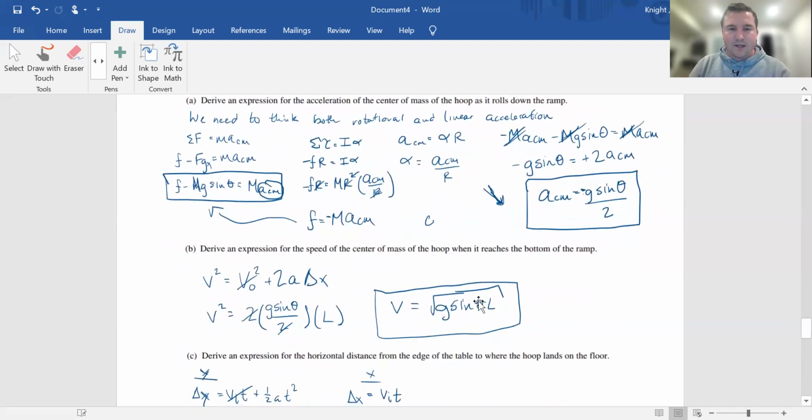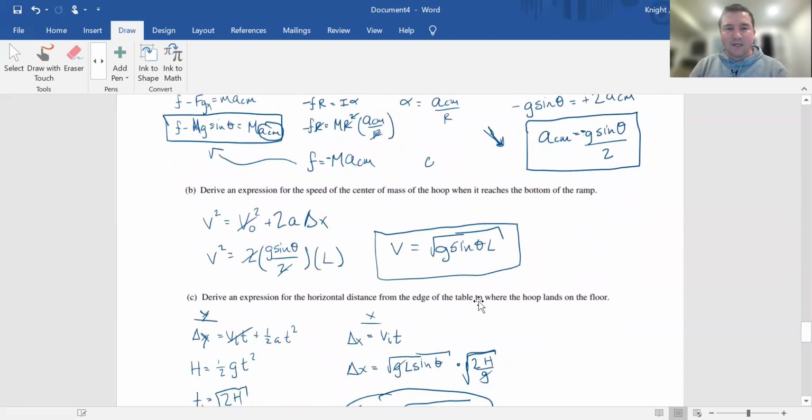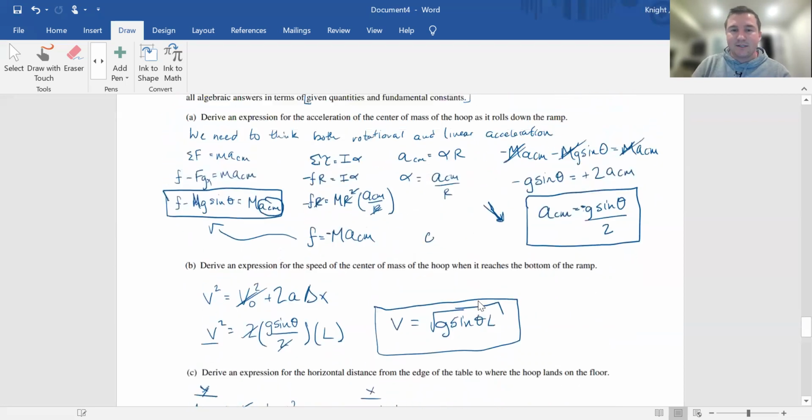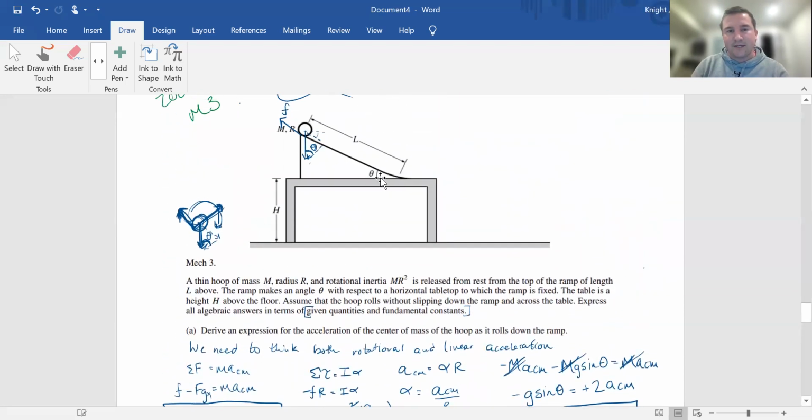All right. Derive an expression for the speed of the center of mass of the hoop when it reaches the bottom. Now that we have an acceleration, we can use kinematics to figure out what the speed is going to be. We use the v squared equals v naught squared plus 2a delta x equation. This is the speed that we're looking for, this v. V naught was 0 because we started out with 0 velocity. We plug in the acceleration of the center of mass that we just solved for. We can plug in L, which is the distance that it's going to travel down the ramp.